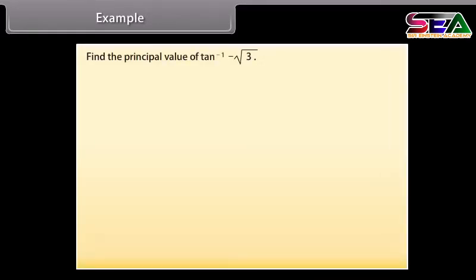Example. Find the principal value of tan inverse of -√3. Solution. Let tan inverse of -√3 is equal to y.